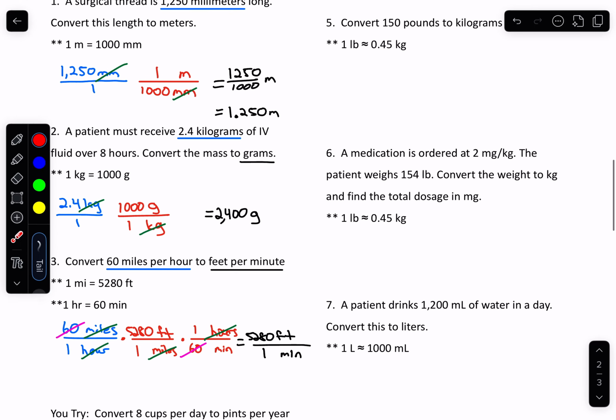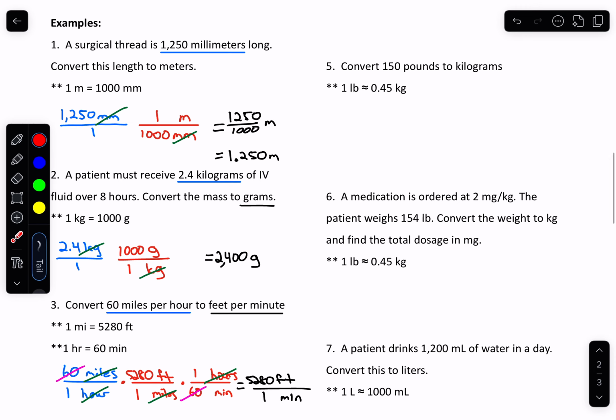All right, coming back up to the top. Number 5 says to convert 150 pounds to kilograms. So we're going to start with the units of pounds.